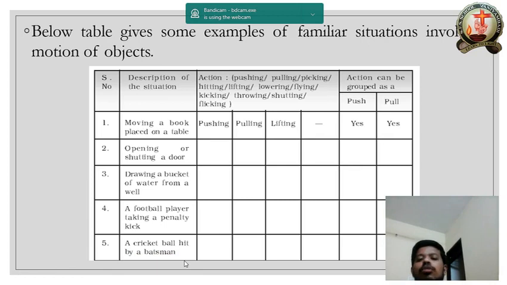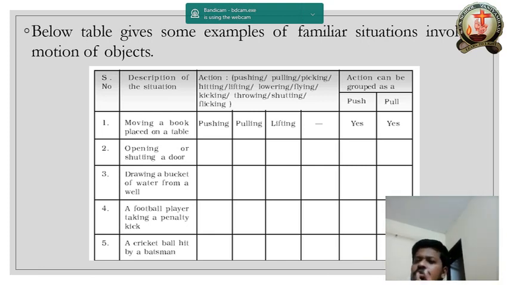Then a cricket ball hit by a batsman. Again, if you want to hit the ball, what will a batsman try to do? He will try to hit it. One thing is he will hit, so hitting is being applied, and also he will try to flick it. So hitting and flicking is also an action that comes under pushing the ball away from you. You're not trying to pull the ball, you're trying to push the ball away from you.